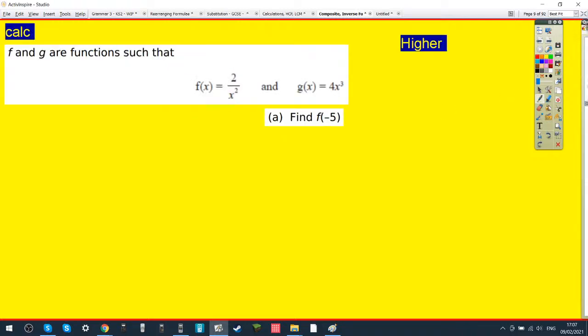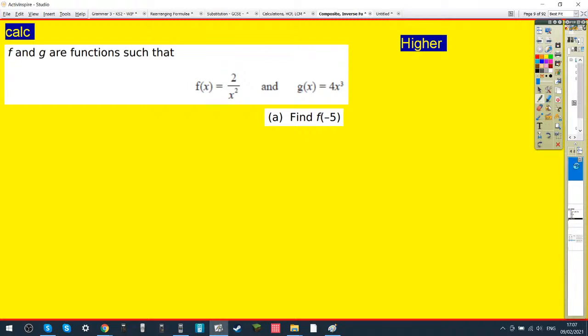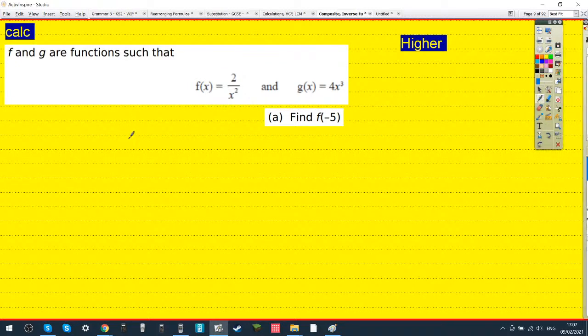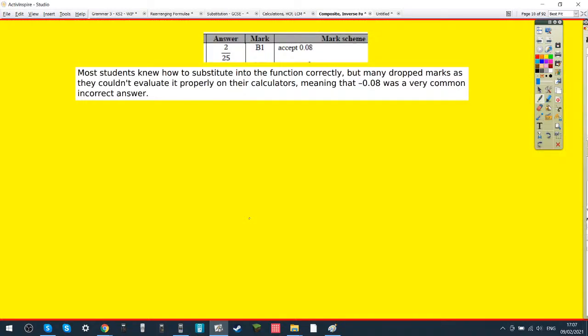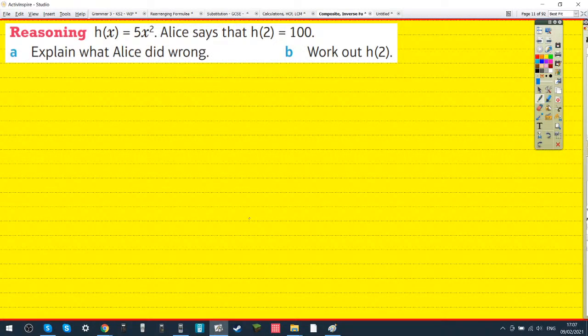Alright, how about this? f and g are functions. Find f of minus 5. So 2 over 5 squared. Mm-hmm. So 2 over 25. Well done. And you can leave it like that. 2 over 25 is fine. Great. 2 over 25.